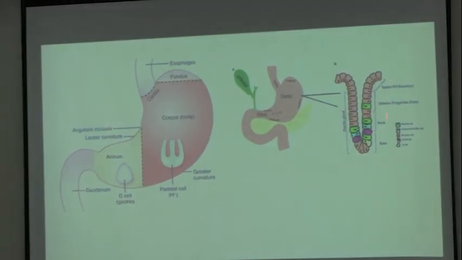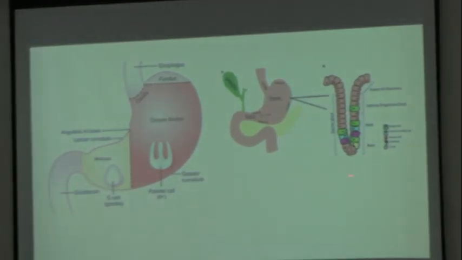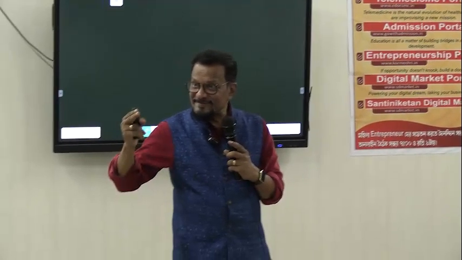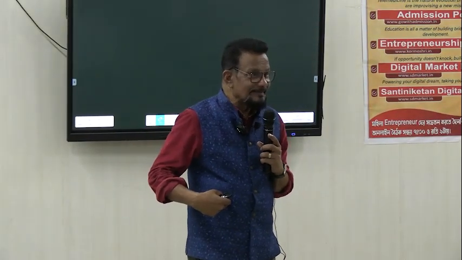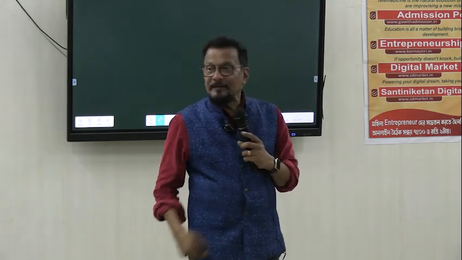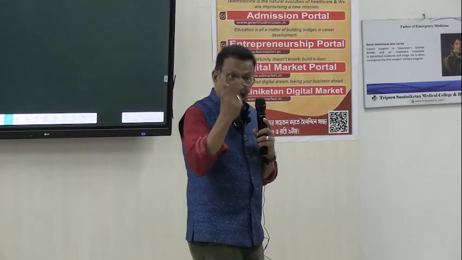And below this there are capillaries. Ultimately they will also be destroyed. As a result, there will be hemorrhage, bleeding in the stomach, within the lumen of the stomach. It happens in peptic ulcer. If ulceration is there, it means the mucus coat is removed.